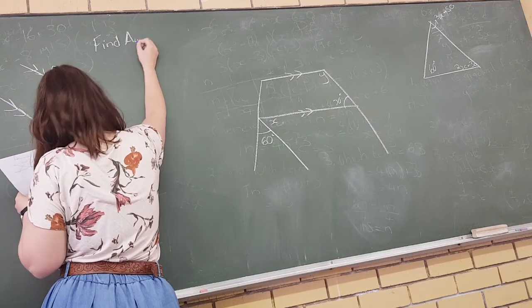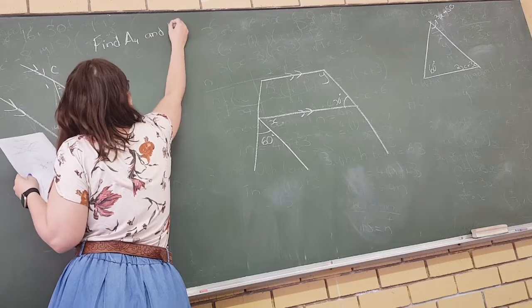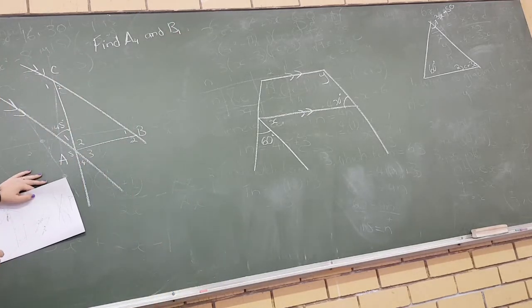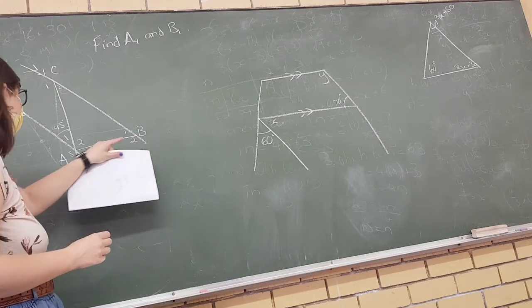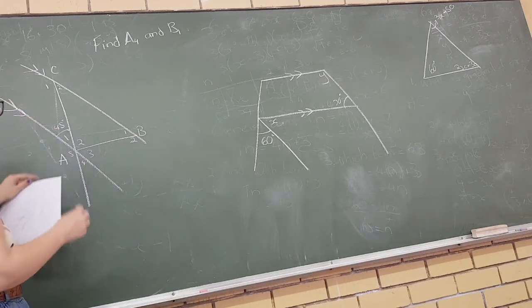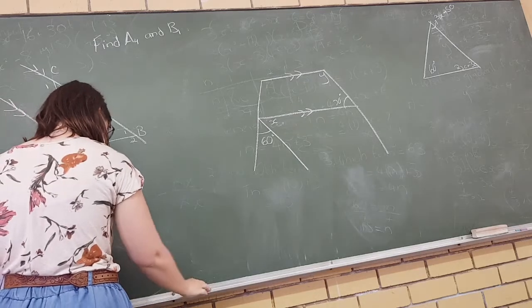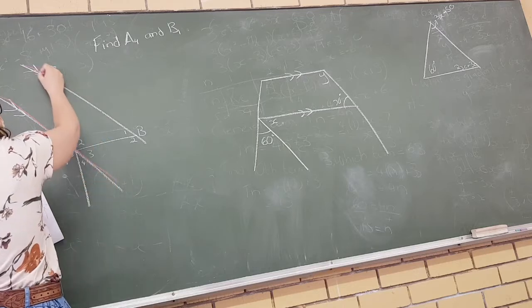A4 and B1. Alright, so here's my diagram, and I want to find A4 and B1. The first thing I do is I look at A4. What I've got here is two parallel lines, so I highlight my two parallel lines so I know which lines are parallel.